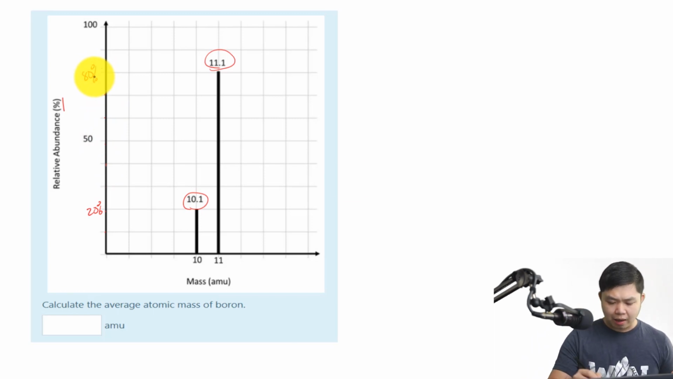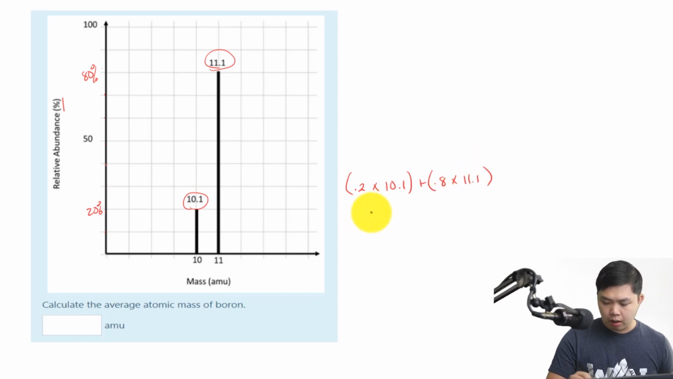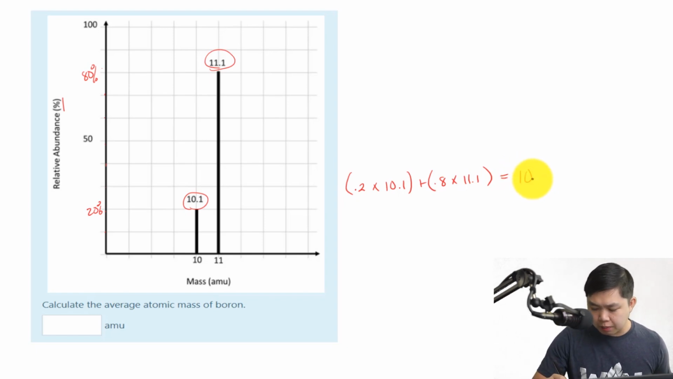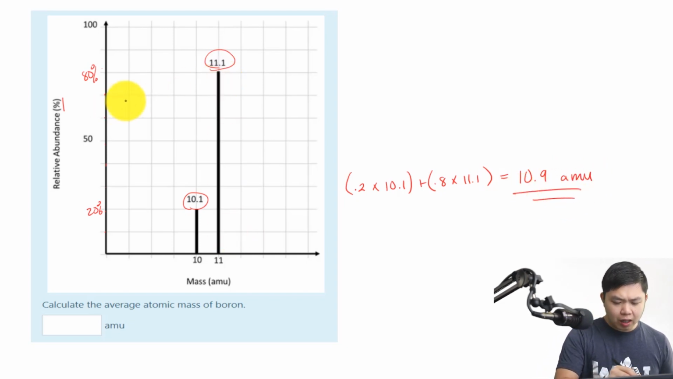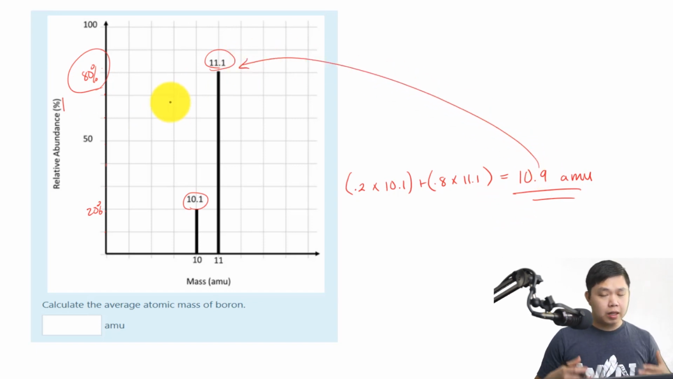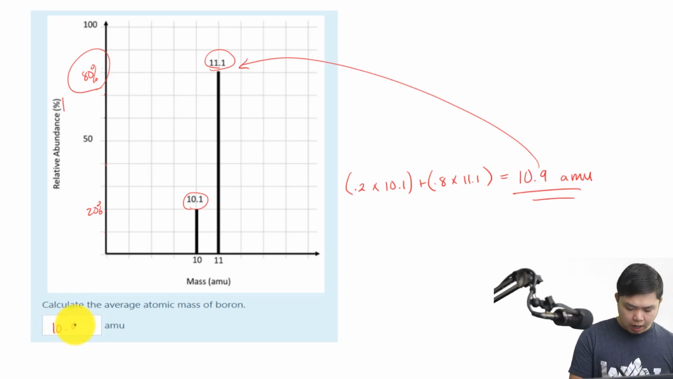So now let's do the basic math. Again, convert your percent to decimal. We have 0.2 times 10.1 plus 0.8 times 11.1. Then the next step is we are going to plug it in our calculator and solve it, and this turned out to be 10.9 AMU. And as you can see, we have a relative abundance of 80%, so of course the mass must be near to that. See how relative abundance works? It tells you, so that way you can make an estimate. Where's the average atomic mass going to be? So in this case, we have 10.9, okay?